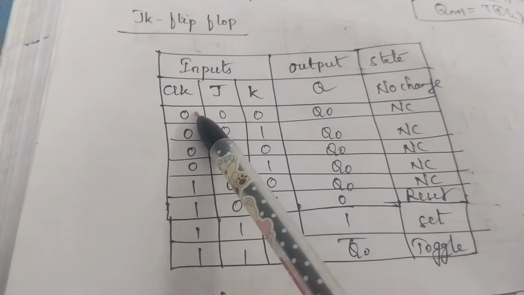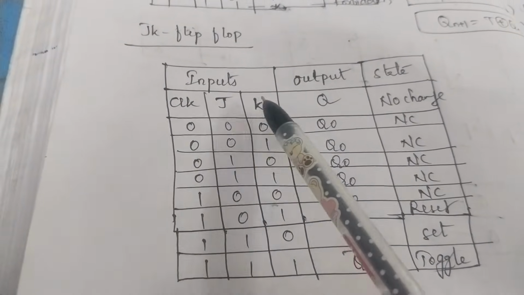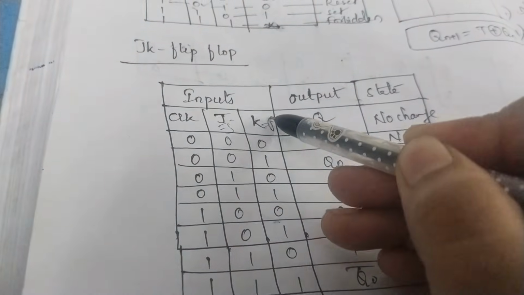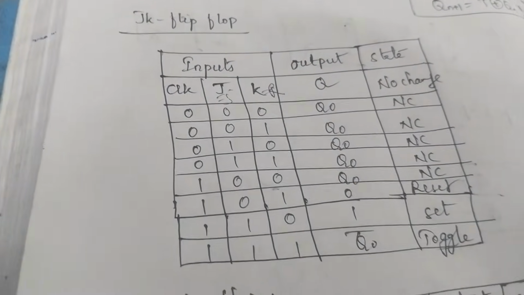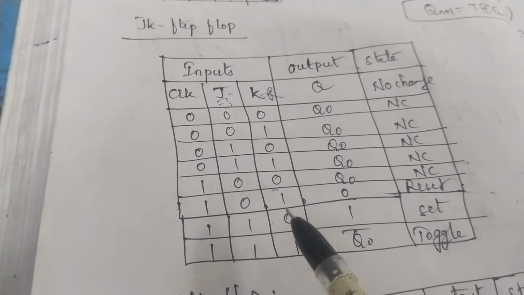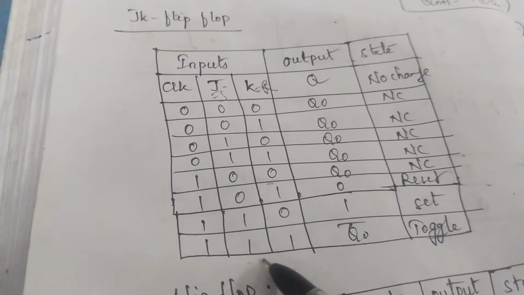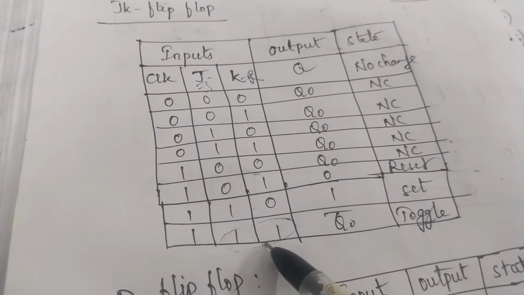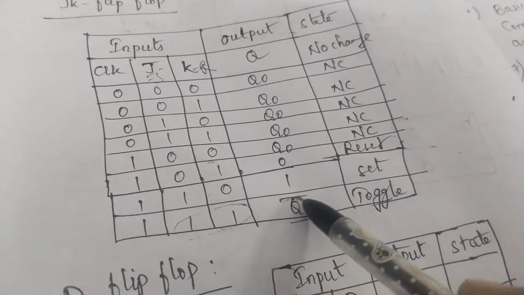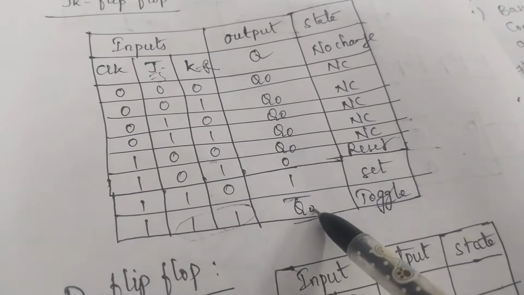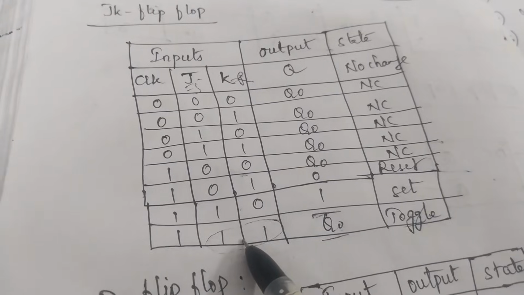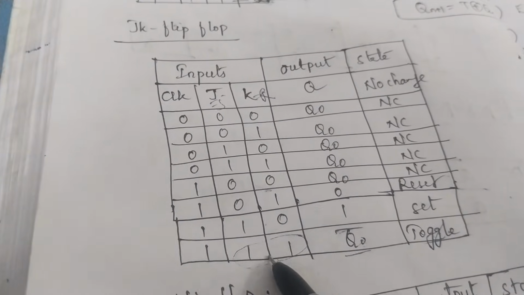So here also the same thing. Here we have the clock input, J input, K input. Do remember J input is similar to S input and K input is similar to R input. Nothing changed. The entire truth table remains the same. But the only change you will get is in your last condition. When J is equal to 1, K is equal to 1, this state is called the toggle state. Toggle means complement of previous output. Complement of previous output is nothing but a toggle. This is the only change you will find. The rest of the combinations remain the same.